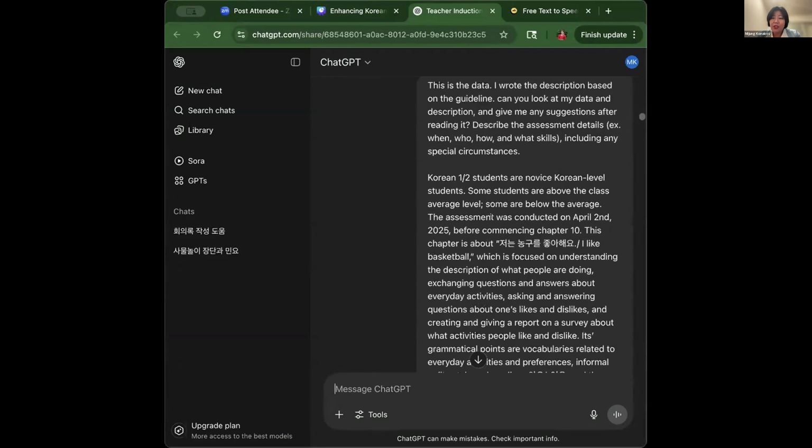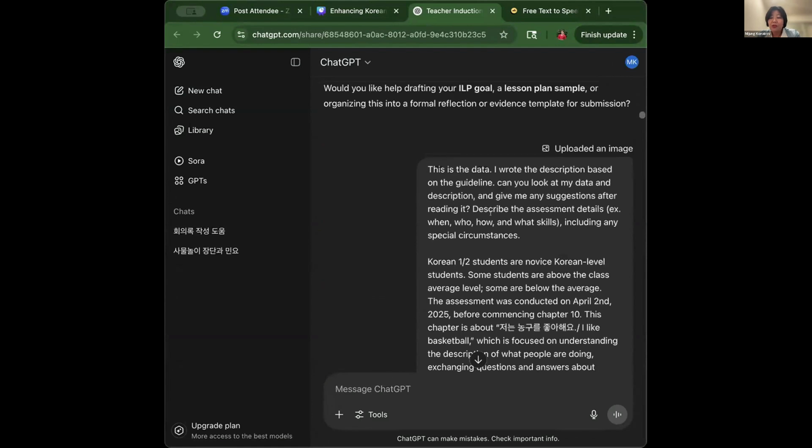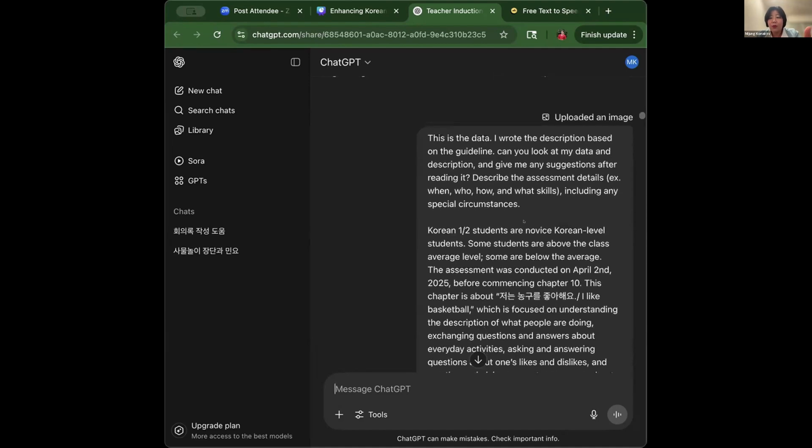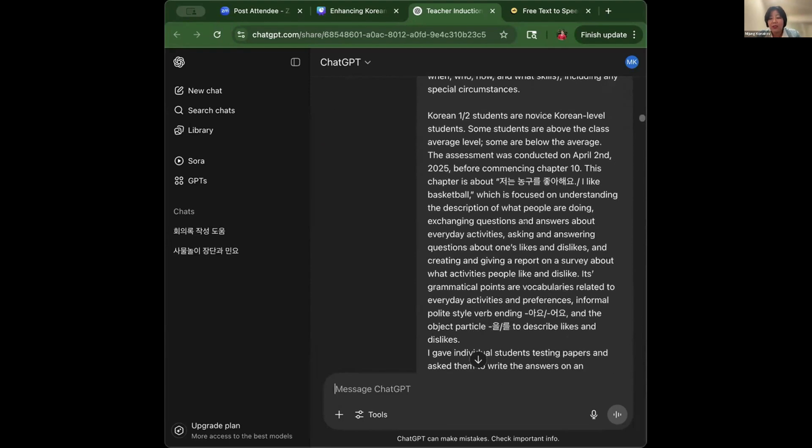And then at the end, I mentioned that I have data, because I need to know what kind of vocabulary students know prior to chapter 10 learning. So I did a baseline test. I uploaded the image of the chart of the scores the students received, and based on that, I made my own assessment.